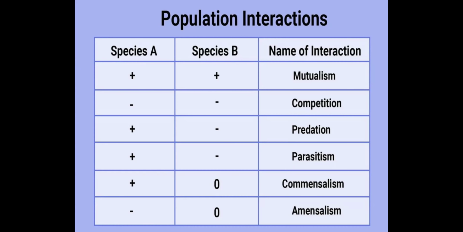Now, when interaction occurs, some types of interactions are beneficial for the species, some may be harmful, and in other interactions there is no effect, meaning no benefit and no harm. So now we are going to discuss these different types of interactions one by one. The first type of interaction is mutualism, another term for which is symbiosis. Can you give me any example of mutualism or symbiosis?